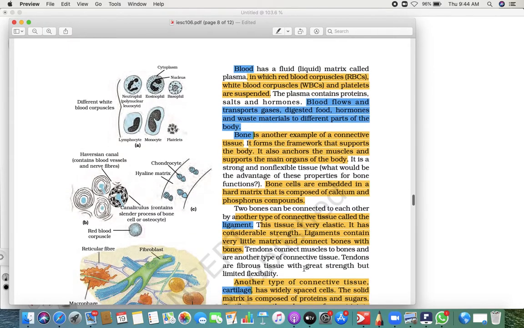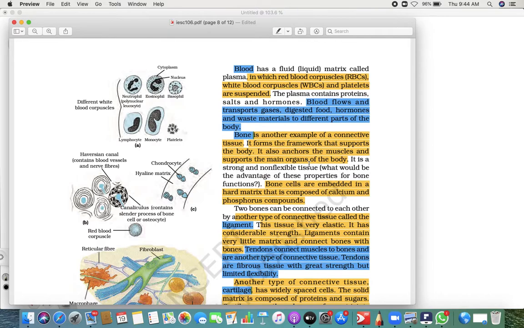Tendons connect bones to muscles. So who connects bones to muscles? Ligament connects bones to bones, and bones to muscles is connected by tendons, which is another type of connective tissue. So there is one more type of connective tissue called tendon. Tendons are fibrous tissues and have great strength.